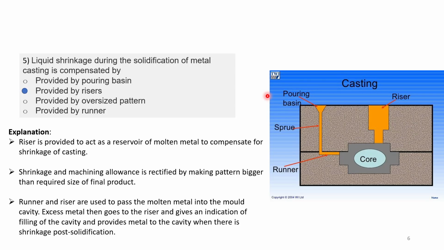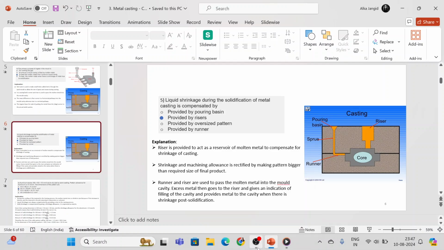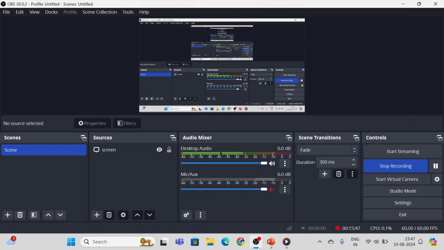Okay, so after this entire cavity has filled, the solidification will start from this side, and as it keeps on solidifying, there is a density difference, okay, between the liquid and solid part. So there will be a volume difference, so extra material will come from the riser. So the shrinkage and machining allowance is rectified by making the pattern bigger than the required size of the final product.